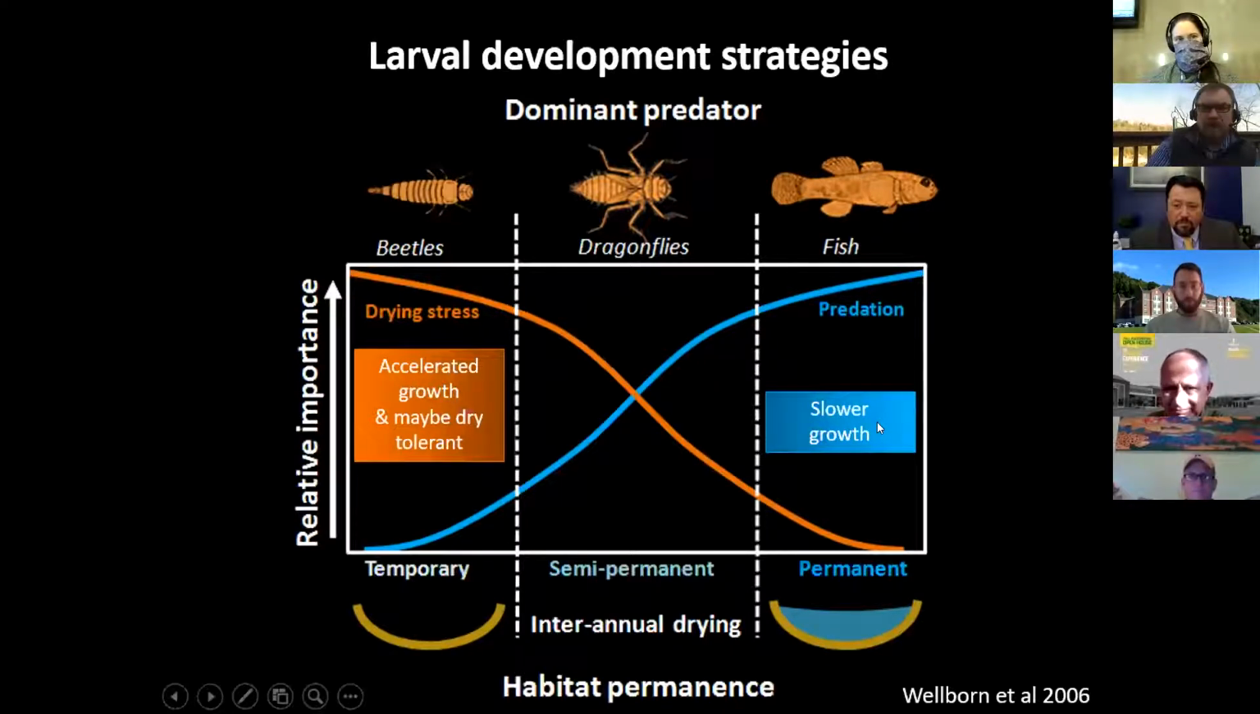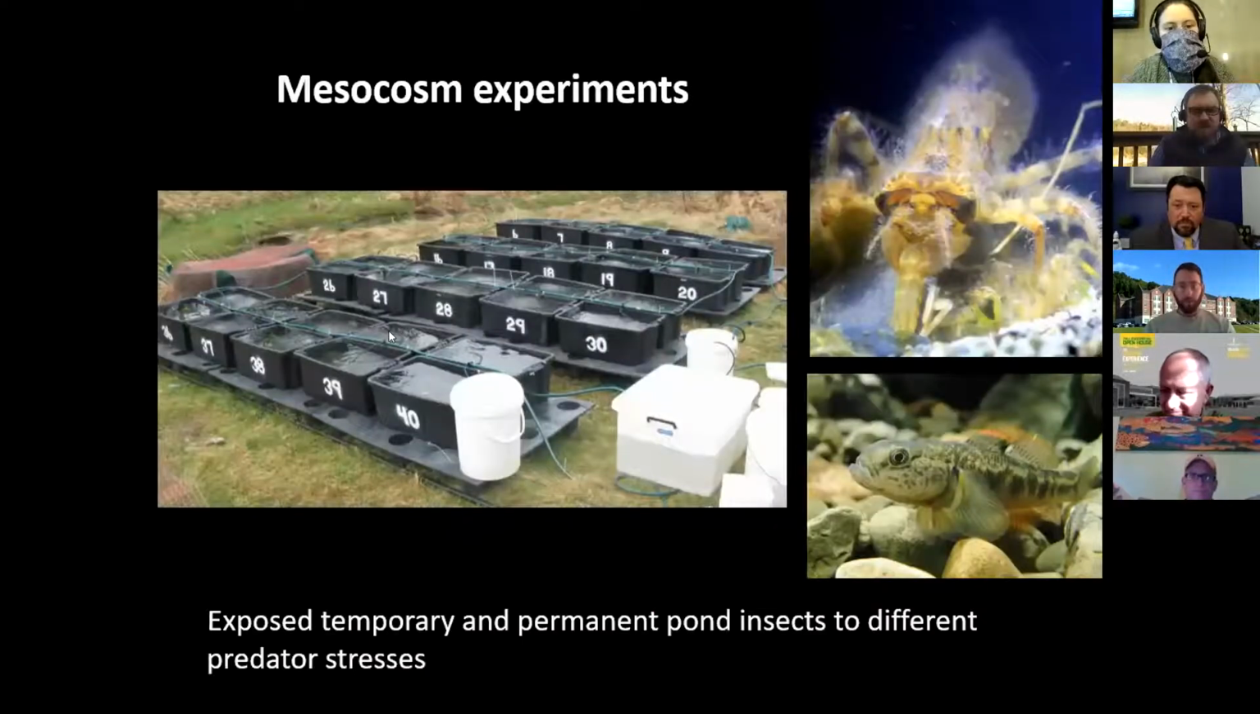Now, I also did mesocosm experiments, and so this is back at the Cass Field Station where I set up 40 different tanks. I had different treatments in terms of different types of predators and exposed my invertebrates to those predators to see how well they might be adapted to that. And I would take organisms I collected from temporary ponds and also ones from permanent ponds to see if they had different strategies in avoiding predators and how vulnerable they were to those different predators.